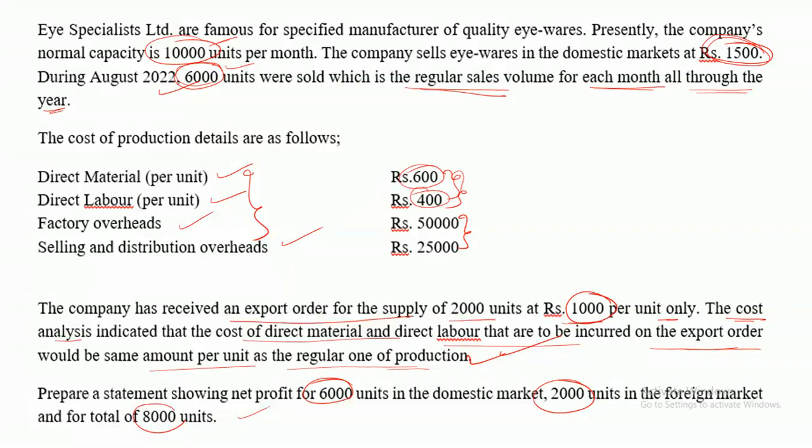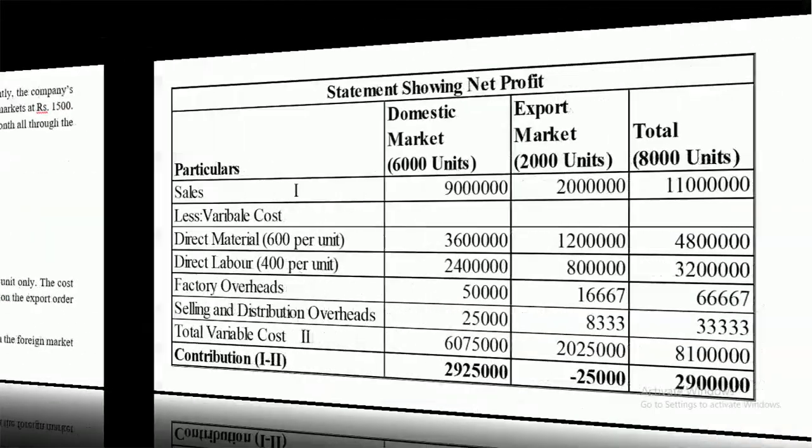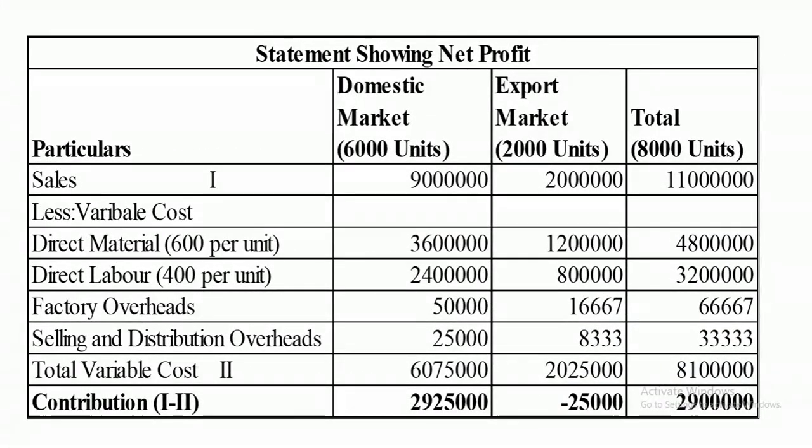Okay, let us go to the solution part of this case. So here is the statement showing the net profit. I did it separately for the domestic market, as it is asked in the question, 6,000 units, and the export market 2,000 units, and total 8,000 units. Since it is asked separately, I did it separately. Otherwise you can have only one column or 2 columns, domestic market and the total.